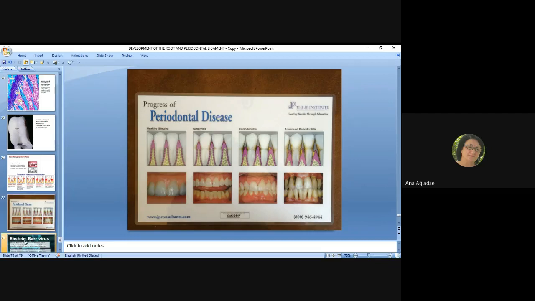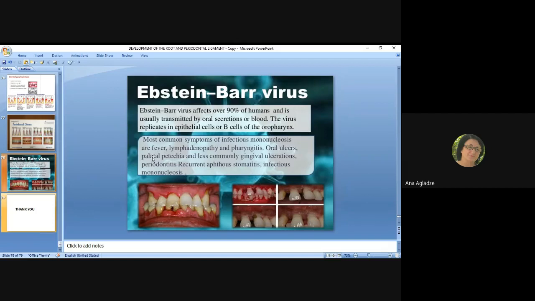And here is one more, it is Epstein-Barr virus, which affects over 90% of humans and is usually transmitted by oral secretion and blood. The virus replicates in epithelial cells and in B cells of the oropharynx. The most common symptoms of infectious mononucleosis are fever, lymphadenopathy, pharyngitis, oral ulcers, palatal petechiae, and less commonly gingival ulcerations.